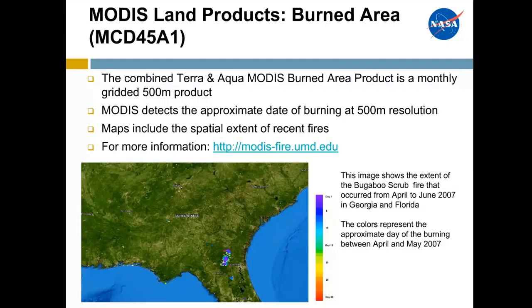The image shows the extent of a fire that occurred in 2007 in Georgia and Florida. The colors represent the different dates of burning between April and May 2007.